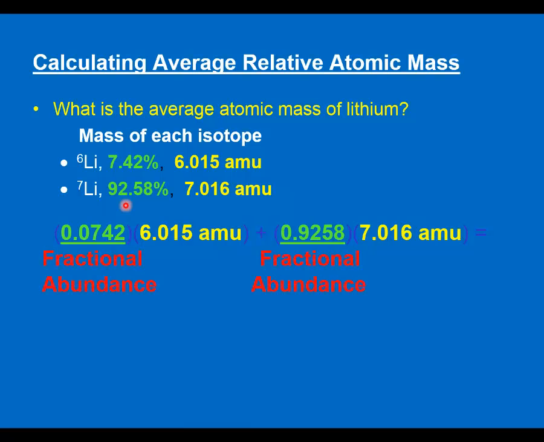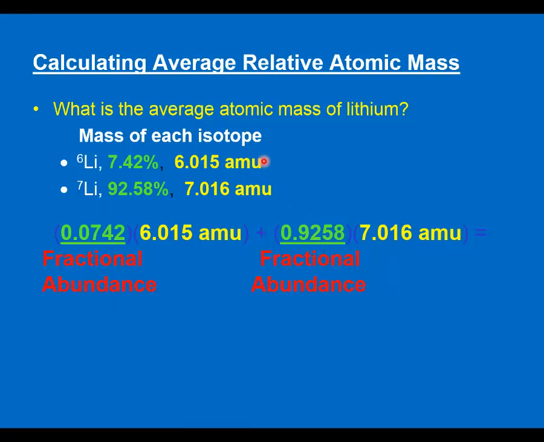fractional abundances, I get 0.0742 for the fractional abundance of lithium-6, getting that from this value divided by 100. It's color-coded in green. My fractional abundance for the lithium-7, color-coded in green, once I divide by 100 from the percent, I get 0.9258.